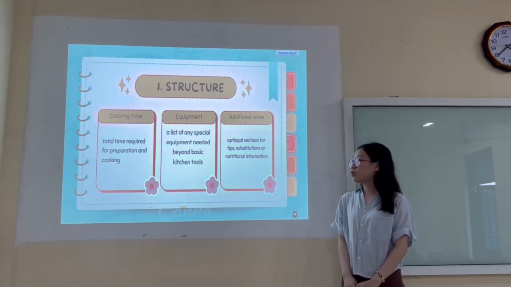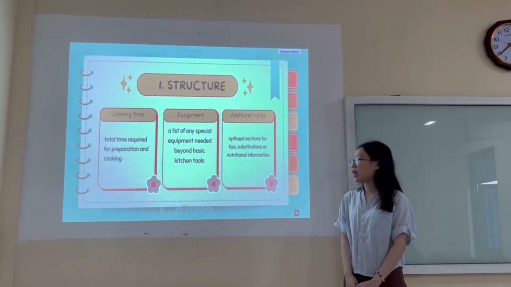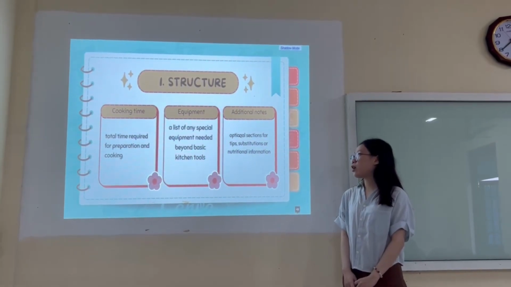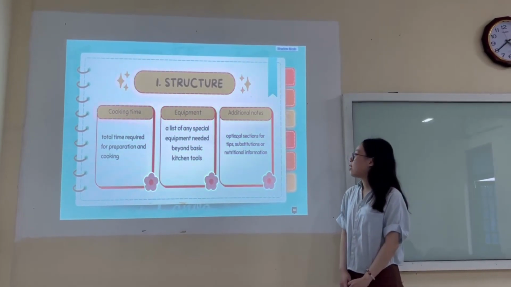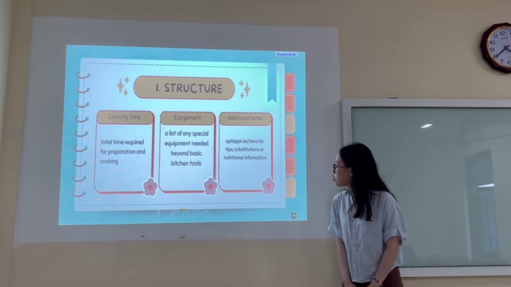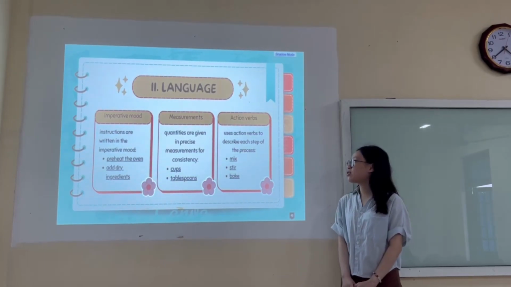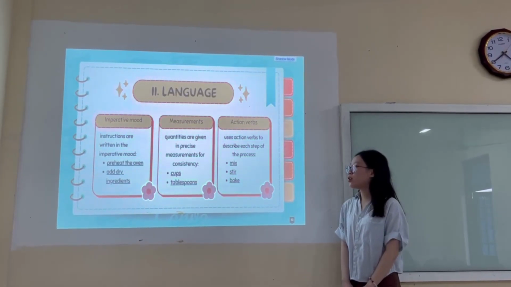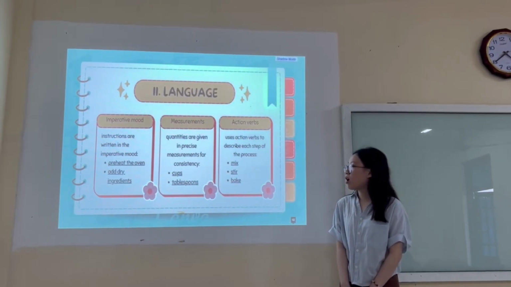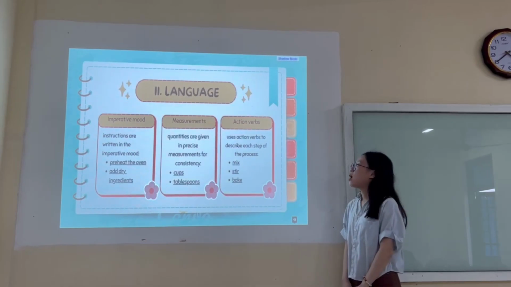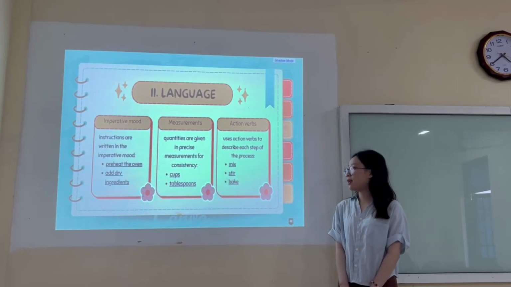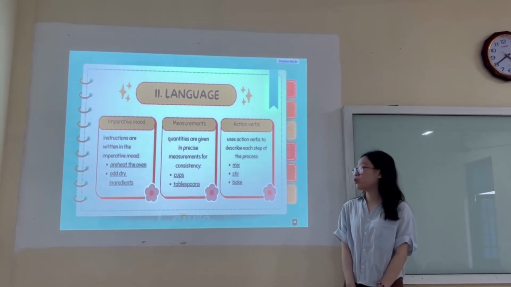Cooking time, the total time required for preparation and cooking. A list of any special equipment needed beyond basic kitchen tools. And an optional section for tips, substitutions, or nutritional information. Second is language. Instructions are written in the imperative mood, like preheat the oven or add ingredients. Quantities are given in precise measurements for consistency, like cups or tablespoons.